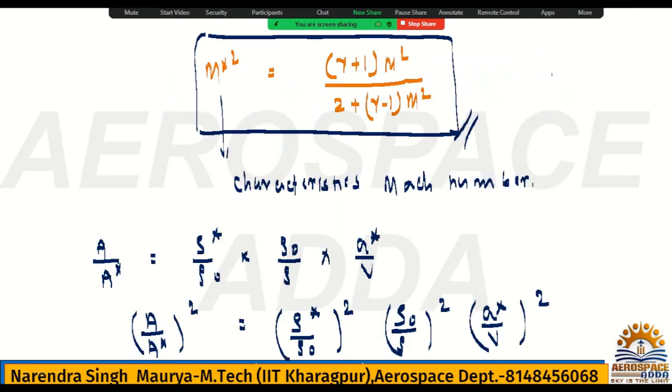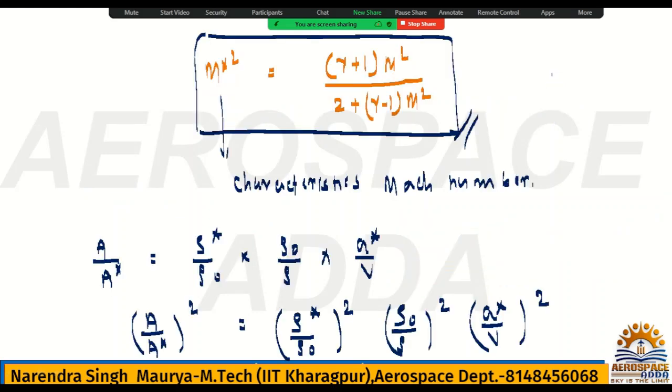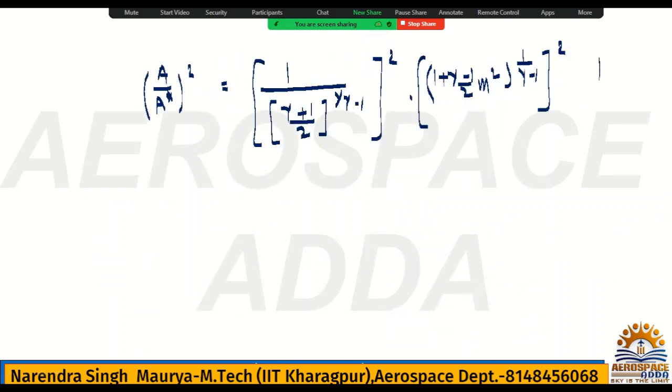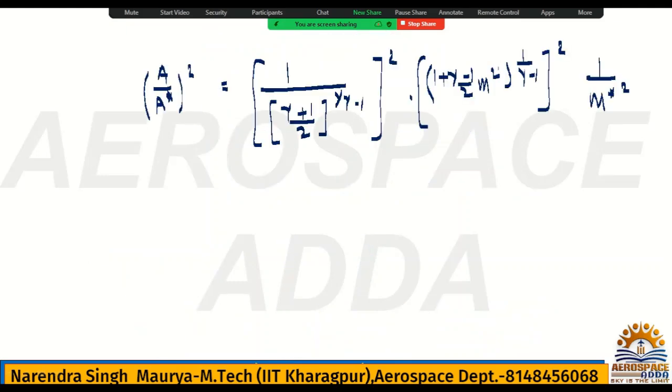This is A star by V, which is nothing but 1 upon M star. So I can write 1 upon M star square, because it's also whole square, so you will get this. Now keep all the value, M star square, this is the M star square, no? This value you just keep all that, solve it. Final result I need to write here. Hope you understood this. Now all this calculation you can do by your own, or you just remember the formula, that's all.